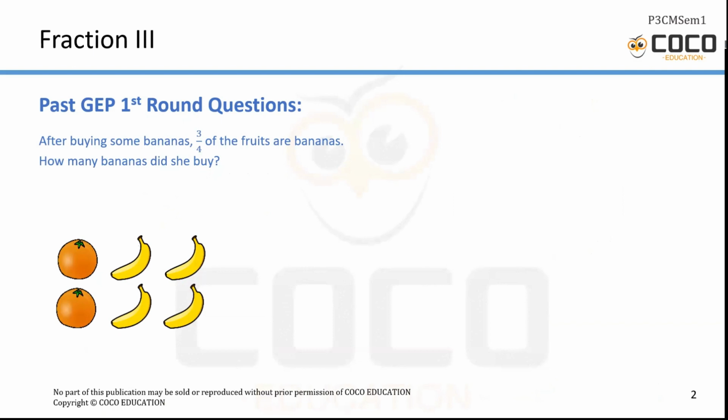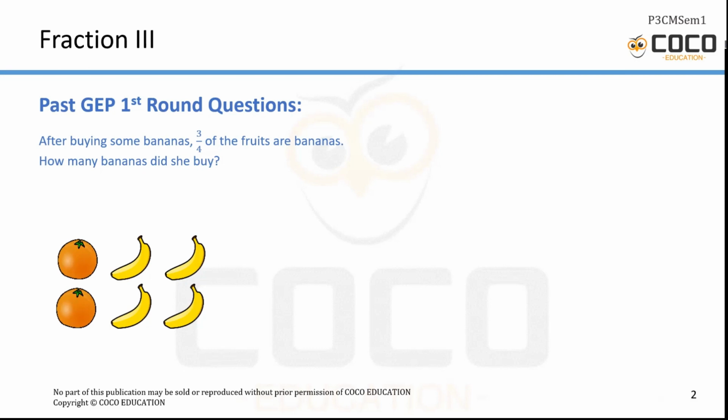Okay, let's see the question. The question says, after buying some bananas, 3/4 of the fruits are bananas. How many bananas did she buy? You can see they give you a picture here. We have 2 oranges and 4 bananas, but this is originally 1, correct? After buying some bananas, we don't know how many more bananas she will buy, and this 3/4 is based on the new total number of fruits.